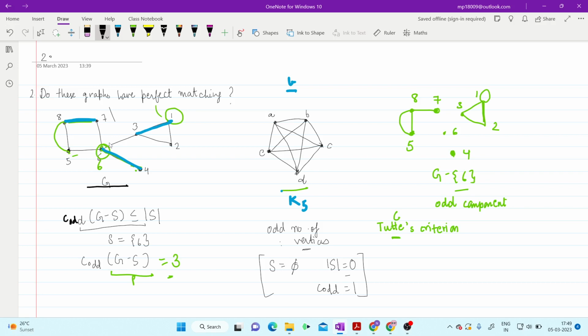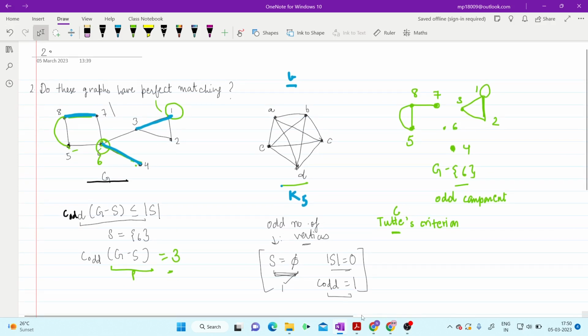But Tutte's criteria was an if and only if condition. So a graph with odd vertices not having a perfect matching should also be reflected in Tutte's criteria. It is reflected by taking your S as the empty set. If you take S to be empty, order of S is 0, but the number of odd components is 1. So if a graph has an odd number of vertices, Tutte's criteria is not satisfied for this particular set, and therefore this graph cannot have a perfect matching. So you have two reasons. Is this question clear to everybody?